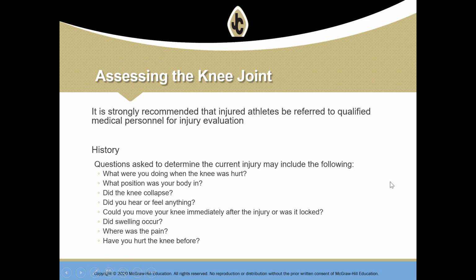All right, moving into assessment of the knee joint. Always want to start with a history. We're going to ask questions that we want to ask. Questions asked to determine the current injury may include the following. So, what were you doing when the knee was hurt? That's going to help us figure out the mechanism. What position was your body in? Did the knee collapse? Did you hear or feel anything unusual?